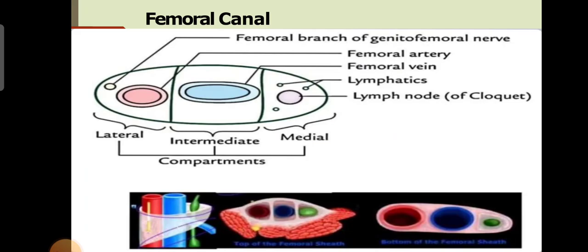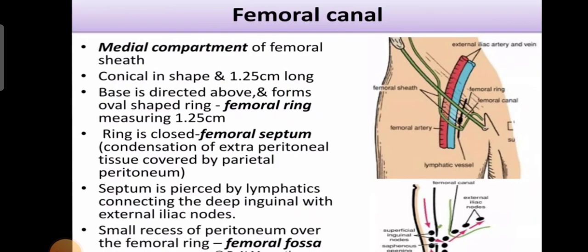This femoral canal contains the deep inguinal lymph node, which is termed the lymph node of Cloquet, and some loose areolar tissue is found in the femoral canal. This femoral canal is the medialmost compartment. It is conical in shape and it is only 1.25 centimeters long. Its base is directed above and forms the oval ring, which is termed the femoral ring. It is also 1.25 centimeters in diameter.